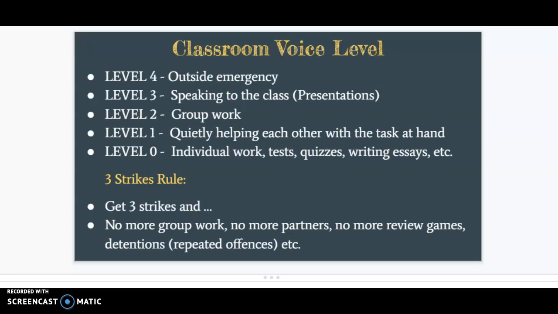We also have a 3-strike rule in the classroom. Get 3 strikes and no more group work, no more partners, no more review games. Sad day. I hold my scholars to high expectations, and I expect that you guys will work hard to exceed and excel in excellence.